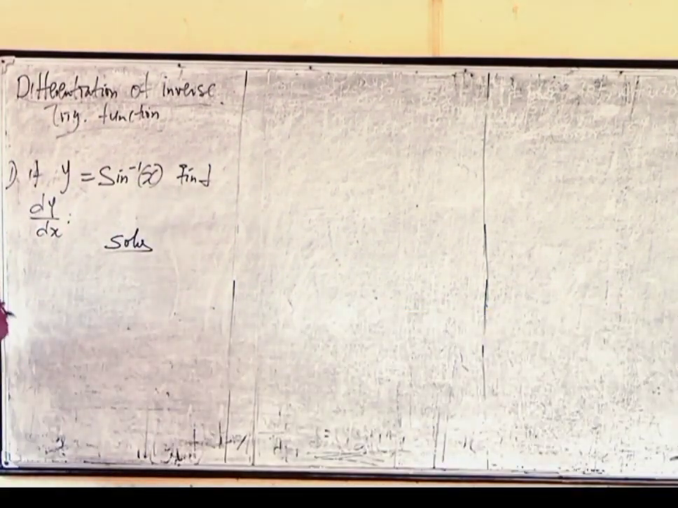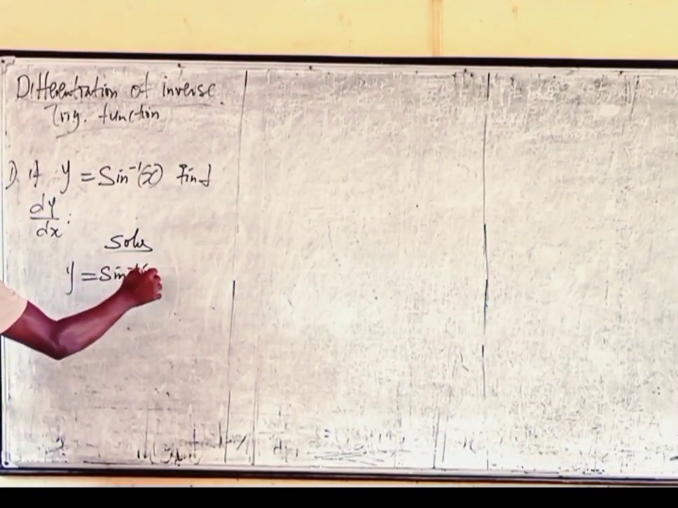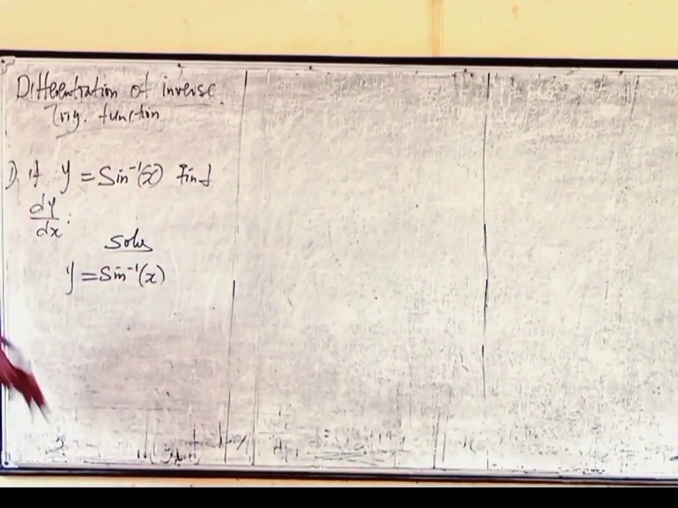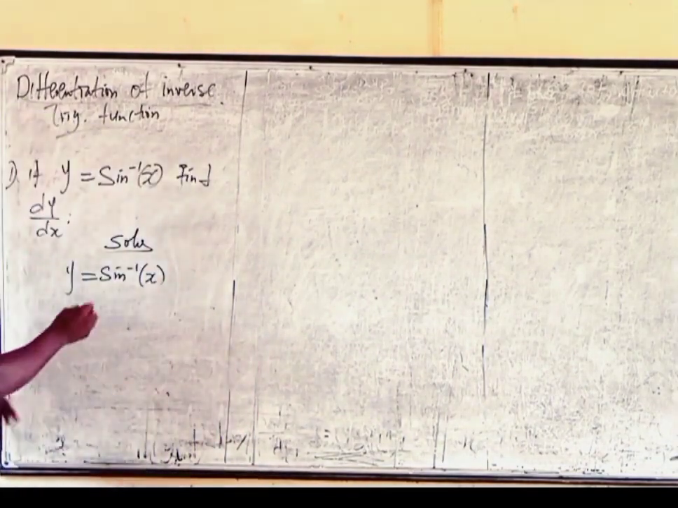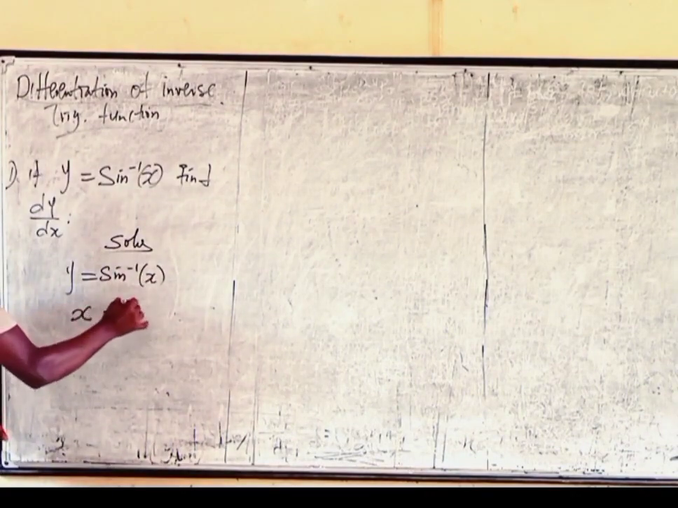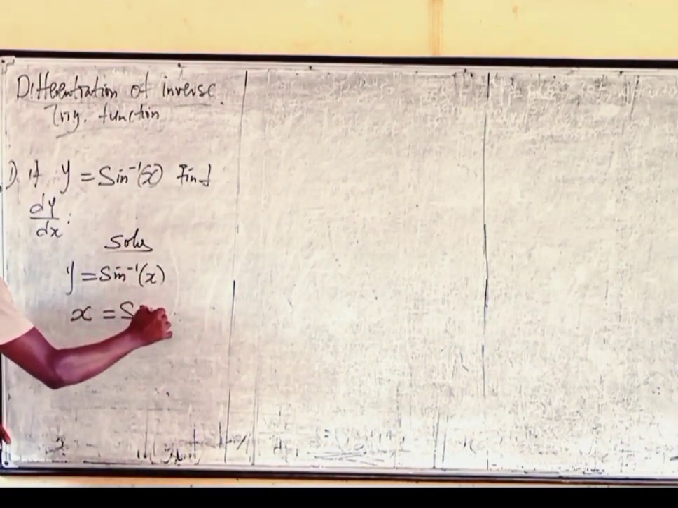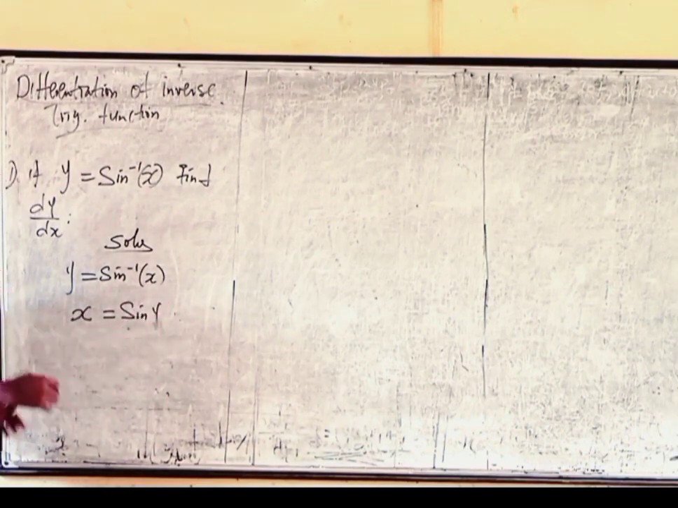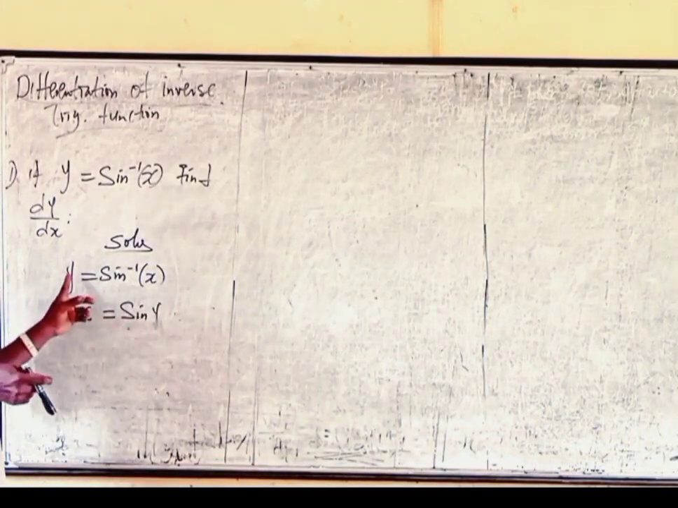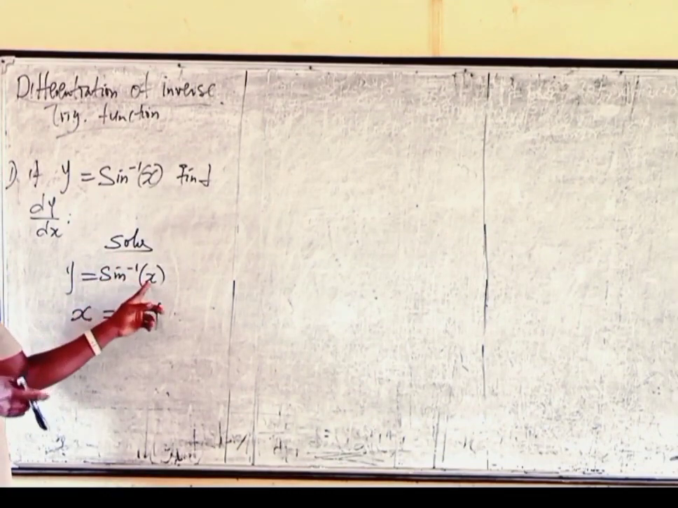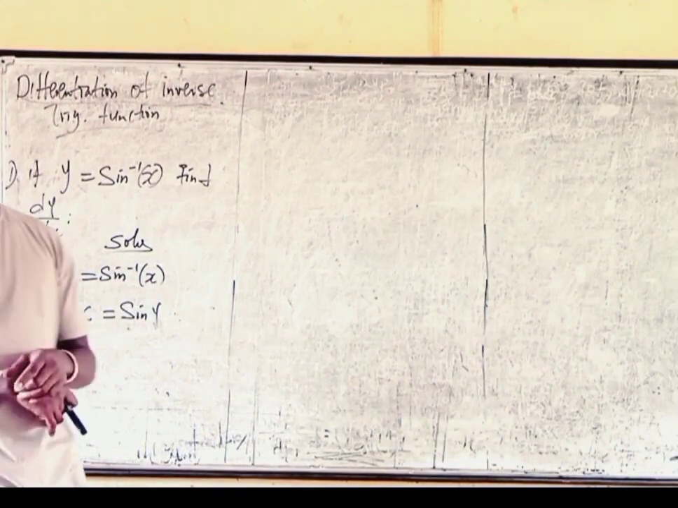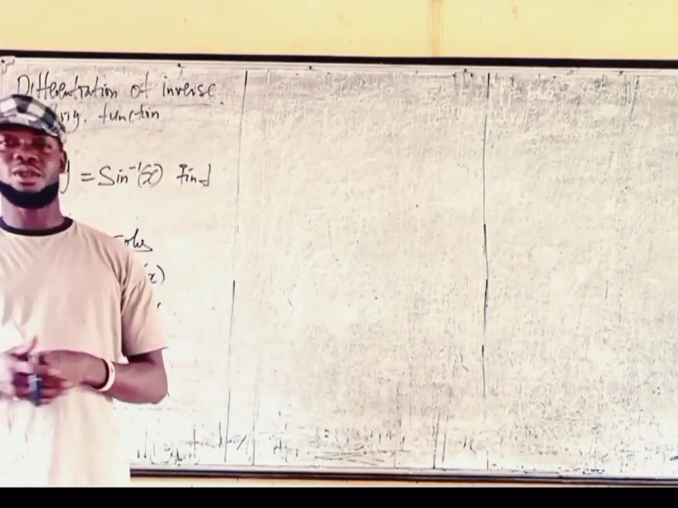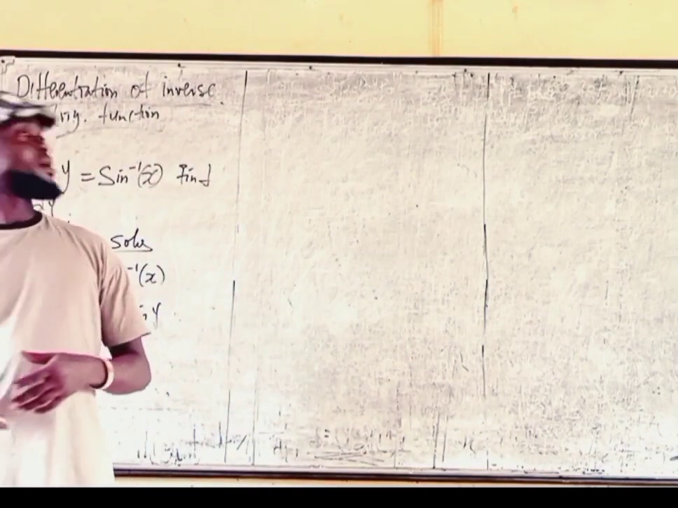The first thing is that if we are saying y is equal to the sine inverse, arcsine, of x, you can restate the statement as x is equal to sine y. Because if I'm telling you that y is equal to sine inverse of x, I'm indirectly telling you that x is equal to sine y. It's just like they are the inverse, the reverse, of each other.